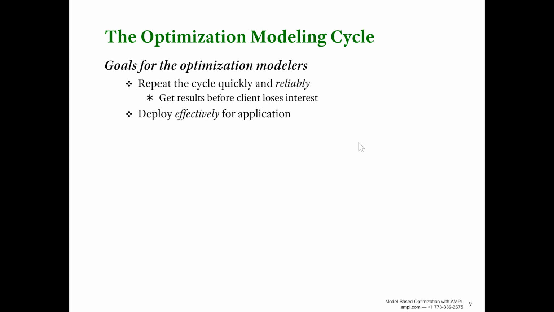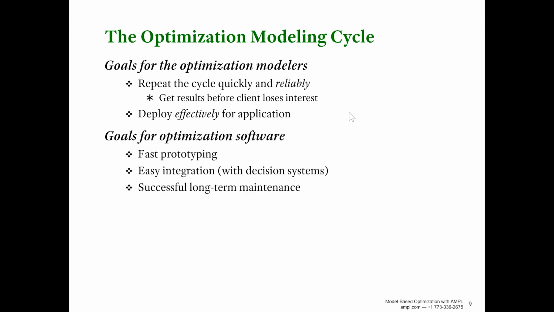You're not getting anywhere. And then once you have repeated the cycle reliably and the client is satisfied, you need to deploy this effectively for applications. So goals for optimization software are fast prototyping, easy integration with decision systems, and successful long-term maintenance of the application. And these are the things that we had in mind when we designed AMPL.